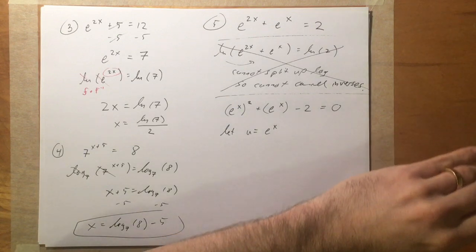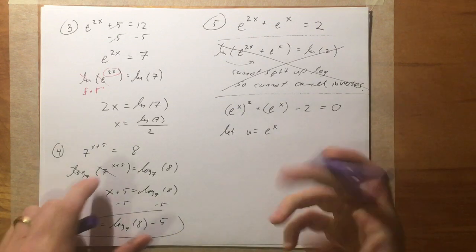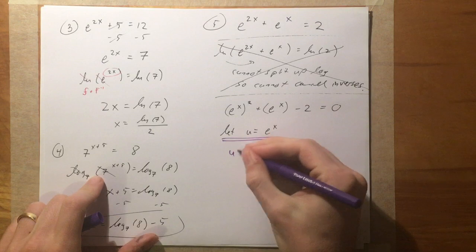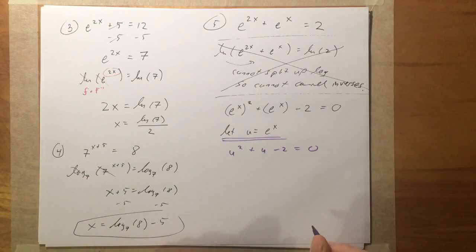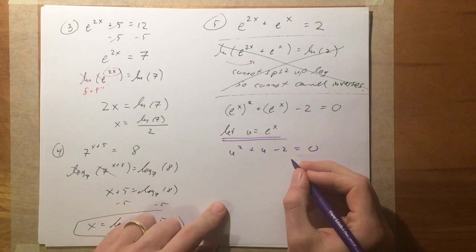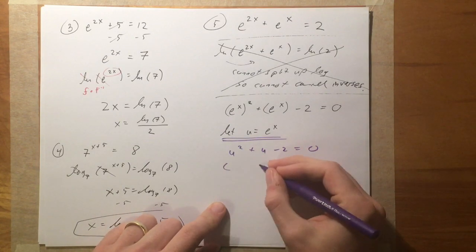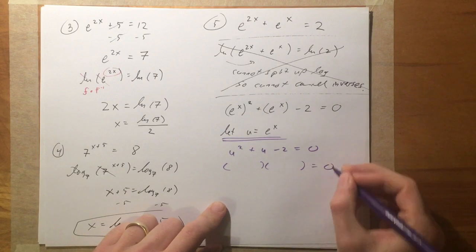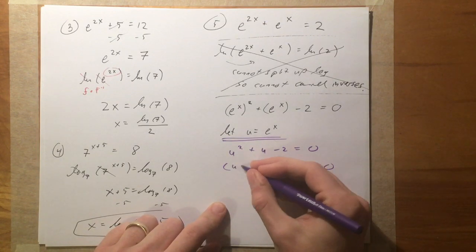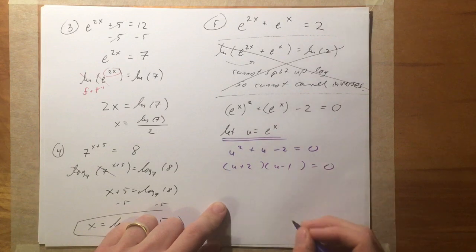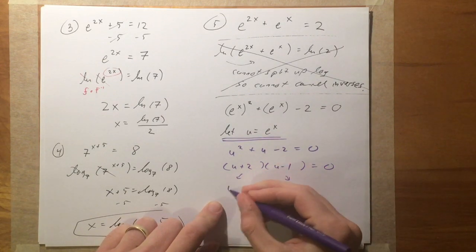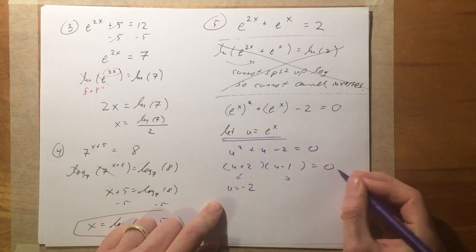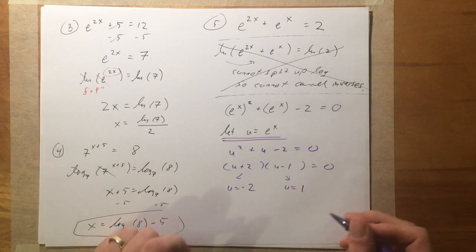Let's switch to another color. I'm going to switch to purple. Let u equal e to the x. So now we have u squared plus u minus 2 equals 0. Now what we can do is solve this for u. This is a quadratic equation. This one happens to factor really nicely and easily. This factors as u plus 2 times u minus 1. And then each of these is going to give us a solution. If u plus 2 equals 0, u equals -2. And if u minus 1 equals 0, u equals +1.